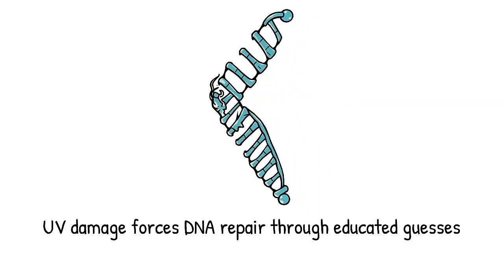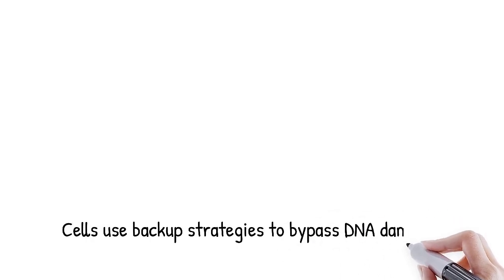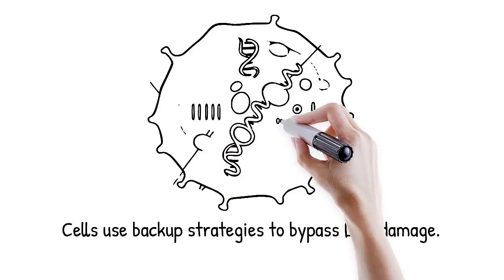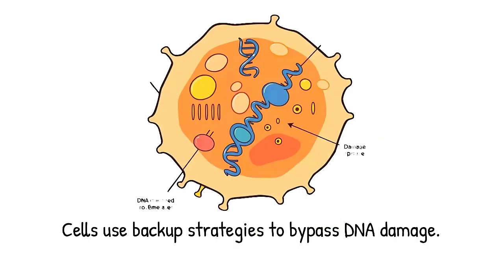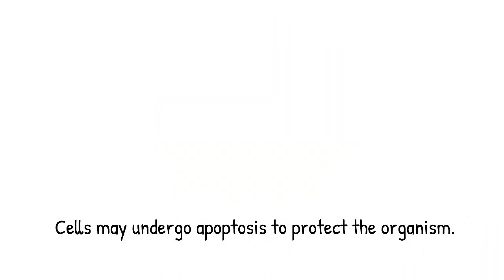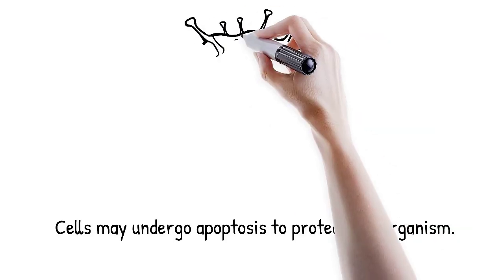UV radiation can cause crosslinks and breaks that affect both DNA strands simultaneously, leaving no clear template. It is like trying to reconstruct a lost ancient manuscript by piecing together fragments and educated guesses. Cells have evolved backup strategies like translesion synthesis, which allows specialized DNA polymerases to bypass lesions even if they insert incorrect bases. Damage tolerance pathways may allow replication to proceed while leaving lesions for later repair.